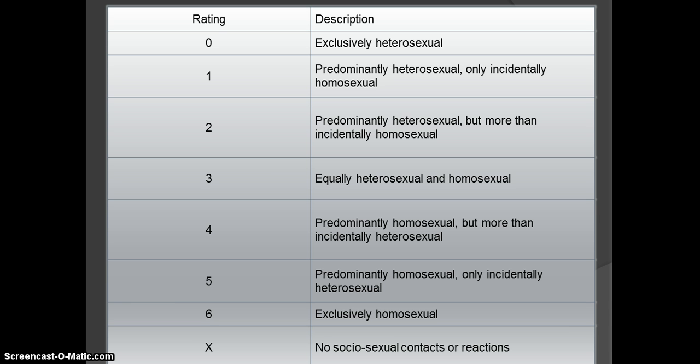And the big element of it as well is, okay, let's look at rating number 1: predominantly heterosexual, only incidentally homosexual. What do you mean by that? That sometimes you have fantasies of a homosexual nature? Do you have dreams? Do you have emotional feelings? Do you occasionally engage in physical activity? So those definitions of what actually constitutes your sexual orientation are still up for debate.